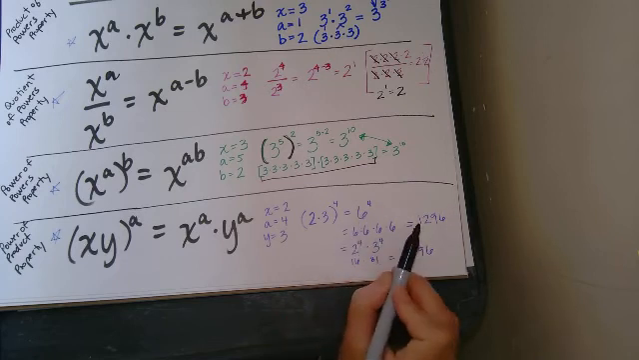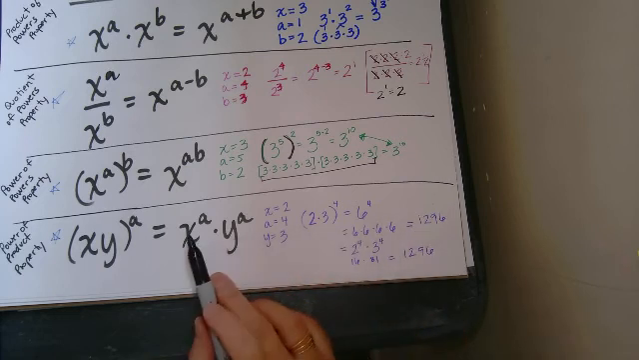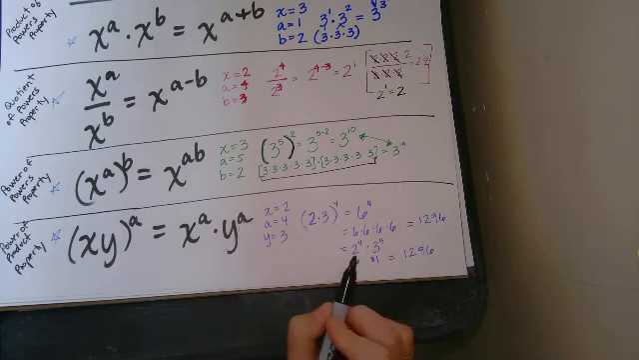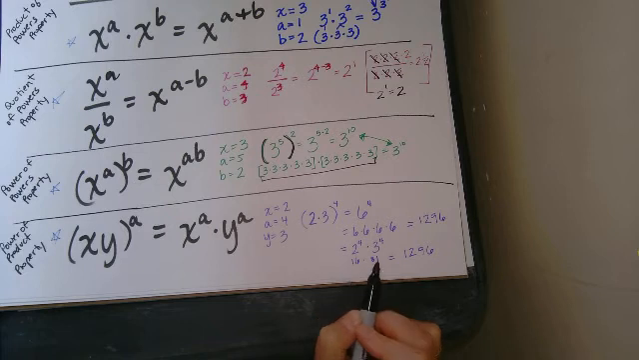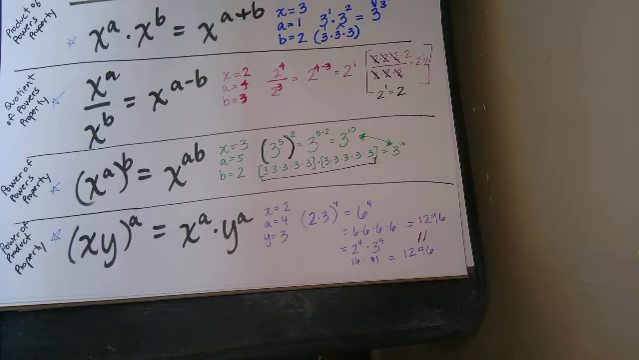Well, 6 to the 4th we know means 6 times 6 times 6 times 6, which is a pretty big number, 1,296. We know that that's going to be equal to 2 to the 4th times 3 to the 4th. Well, 2 to the 4th is equal to 16, 2 times 2 times 2 times 2. And 3 to the 4th is equal to 81, which is 3 times 3 times 3 times 3. And if you take 16 times 81, you in fact get 1,296.